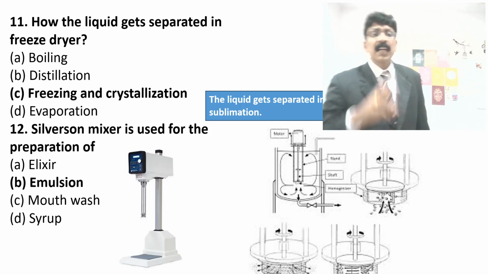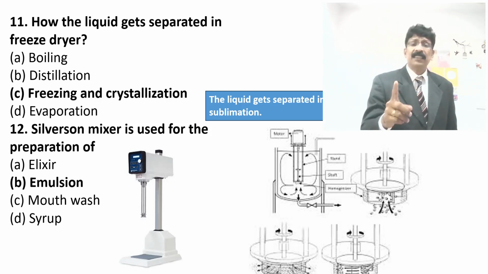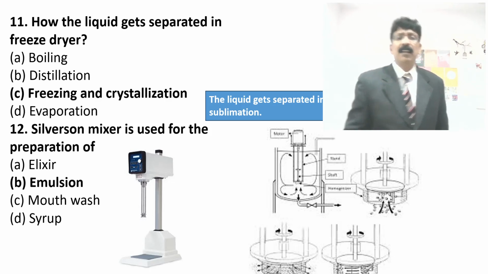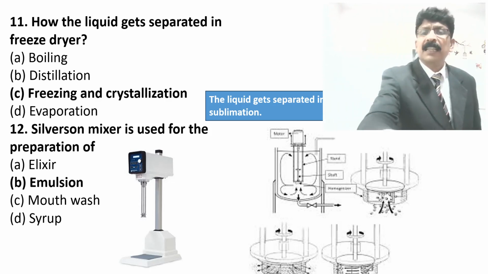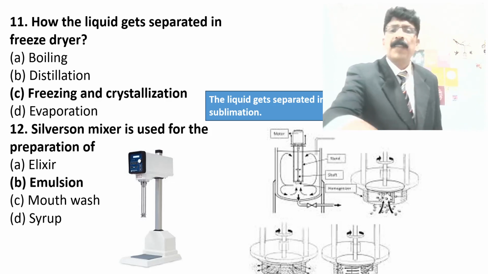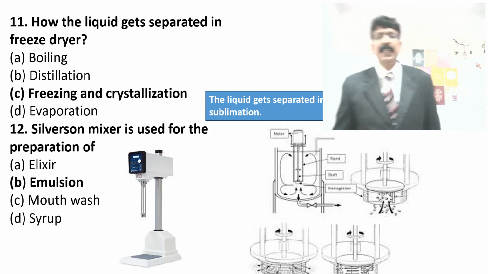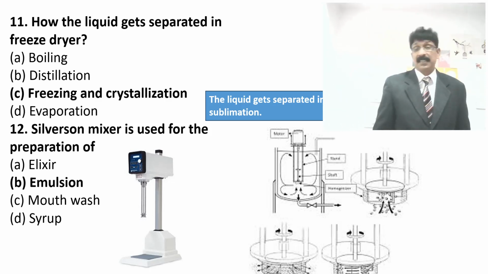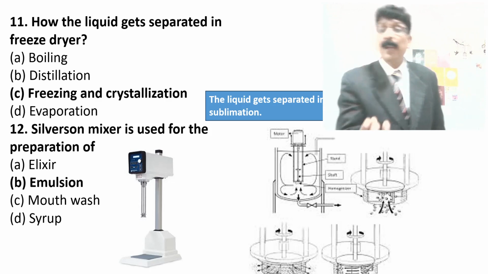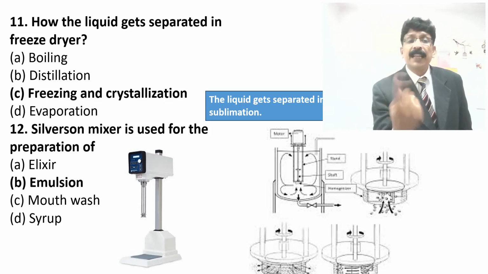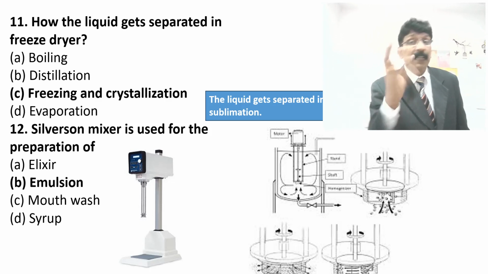And silver son mixture is used for preparation of... What is this silver son mixture? That is the picture which I have given. See the picture. This is the picture of the instrument, the Silverson mixer. The Silverson mixer looks like a paddle which will rotate in such a way. Even a colloidal mill you might have seen, but that will be pressed.